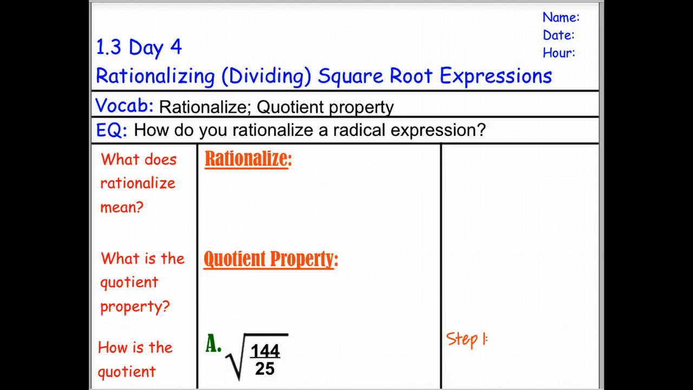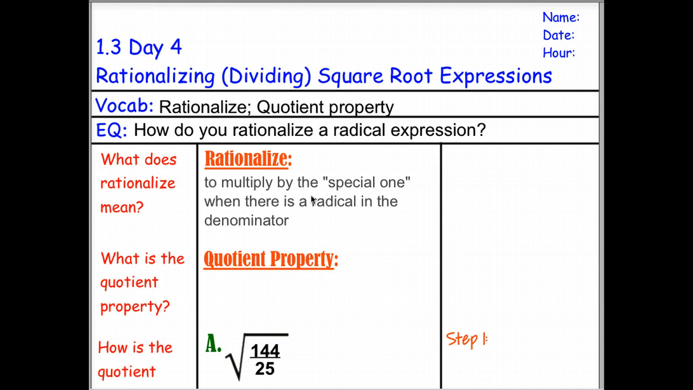Our last and final piece that we're going to cover out of Chapter 1, before we jump back to the rest of Chapter 8 and test prior to the end of the term, is getting into rationalizing, or in other words, dividing square root expressions. What we mean by rationalizing is to multiply by the quote-unquote special one when there is a radical in the denominator. So what we want to do is use a couple of different steps.